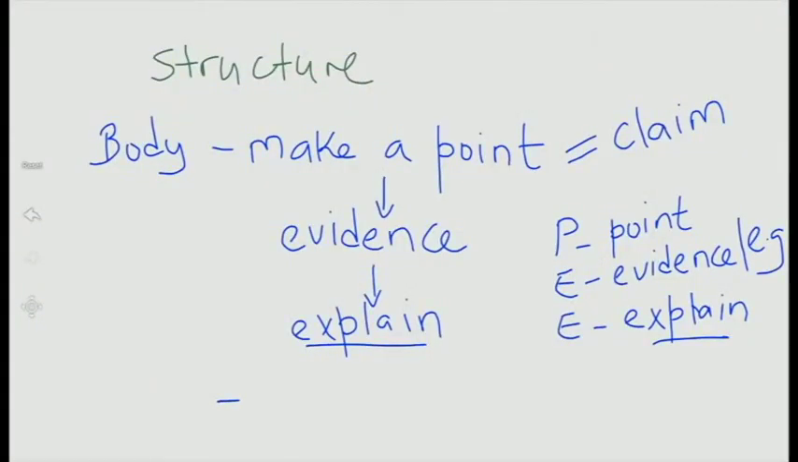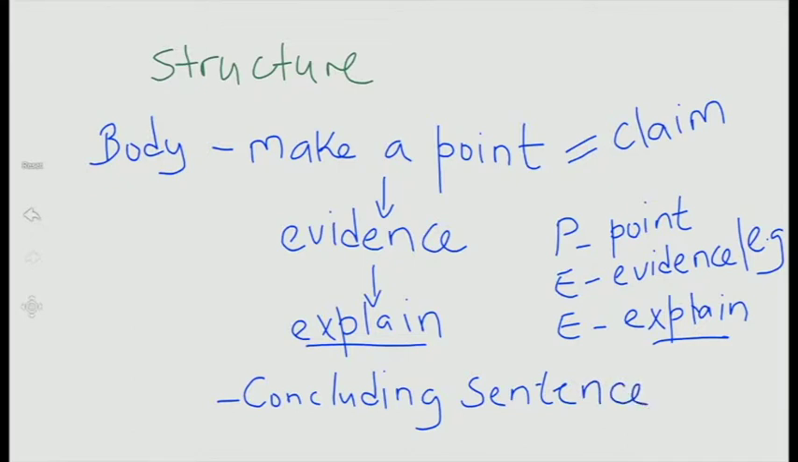And of course, we can always add as an option what we call a concluding sentence. That is at the end, where you are putting a stamp on what you've just discussed, on the points that you've made and given evidence and then explained, and then you put a stamp by giving what we call a concluding sentence.